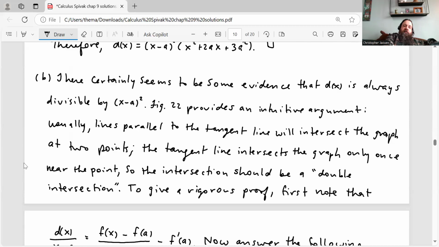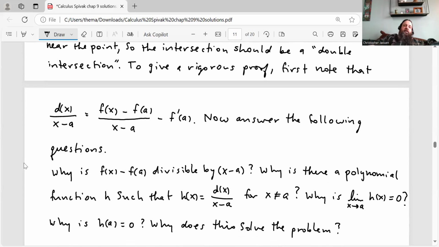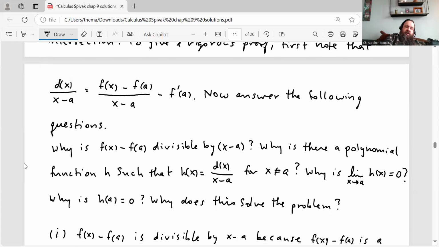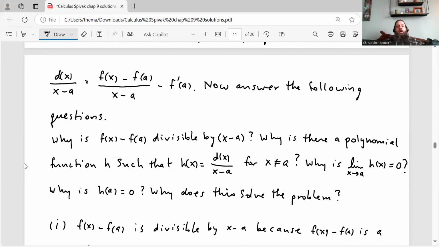To give a rigorous proof, first note that d of x over x minus a equals f of x minus f of a over x minus a, minus f prime of a. Now answer the following questions. So there's a bunch of questions here he wants us to answer. Why is f of x minus f of a divisible by x minus a? Why is there a polynomial function h such that h of x is d of x over x minus a for x not a? Why is the limit as x goes to a of h of x equal to 0? And why is h of a equal to 0? And finally, why does this solve the problem? So I just took each of those one at a time.